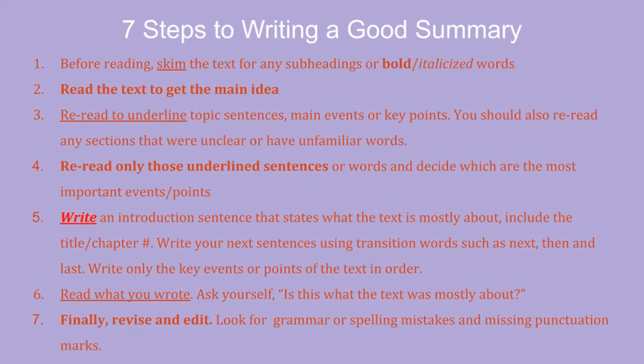Step 3, reread to underline topic sentences, main events, or key points. You should also reread any section that was unclear or had unfamiliar words. Step 4, reread only those underlined sentences or words, and decide which are the most important events or points made by the author. Only in step 5 do you start to write.